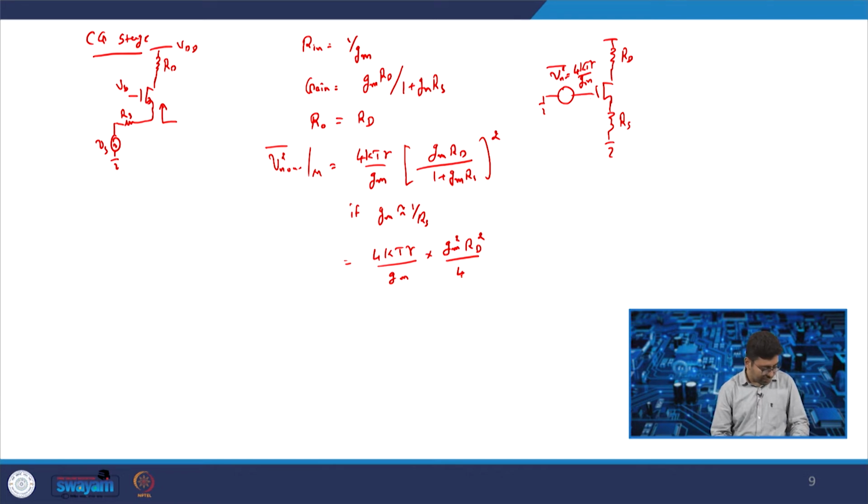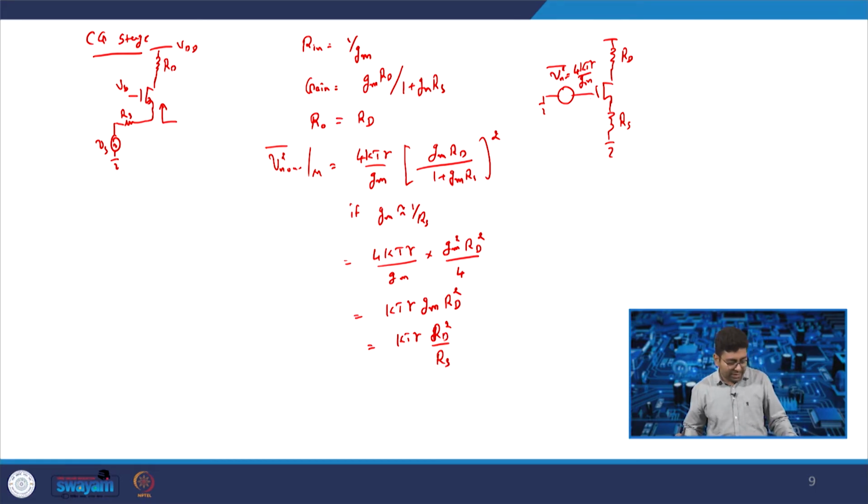4. This can be written as kT gamma Gm into Rd square. Or if we consider Rs equal to 1 by Gm, in that case we can also write it as kT gamma Rd square by Rs. So this can also be mentioned like this.